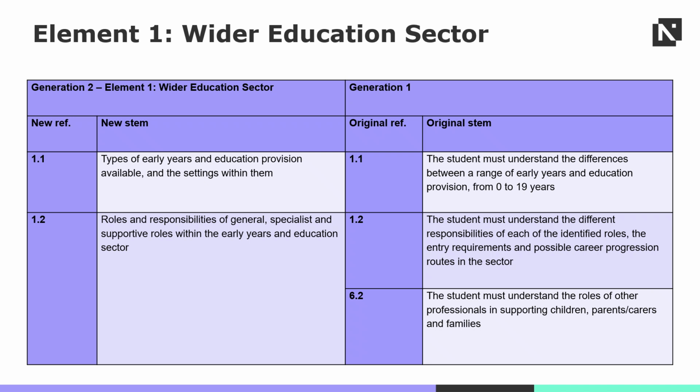So starting with element 1, this introduces learners to the broader education landscape. In Generation 2, this content has been streamlined to remove duplication and ensure clearer alignment with the practical realities of the education sector. It now sits entirely within the employer set project, meaning it will no longer appear in the core written exam. This change allows for a more applied exploration of the wider sector context. However, as mentioned on the previous slide, please be aware that students will require an underpinning knowledge of the content within this element so that they are able to apply it to the other elements in a wider context.